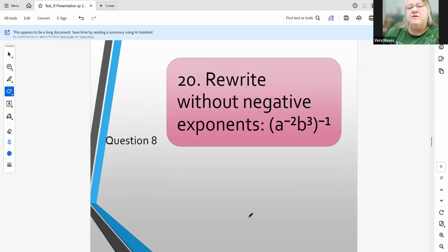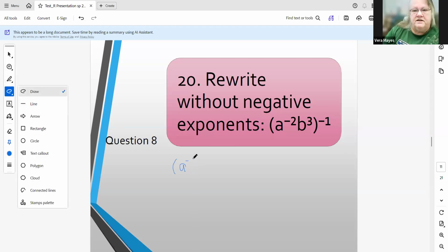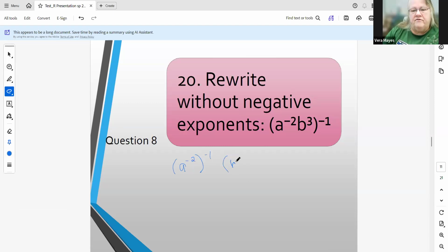All right, here's another one where we want to practice with writing without negative exponents, but it has a grouping symbol. And so what I'm going to do is, again, separate the exponent. So this is a to the -2, but it's to the -1 power. And then I have b to the third, to the -1 power. So remember, when we have grouping symbols, we multiply. So negative times negative makes that a positive. Positive times negative makes that a negative.